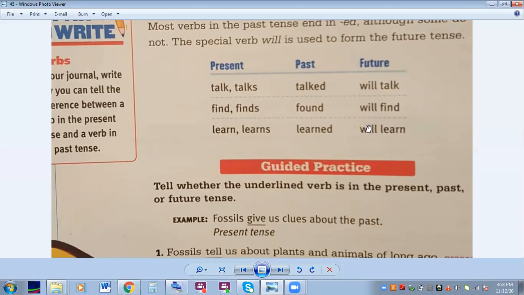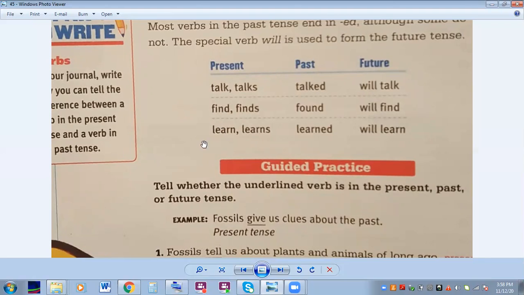Future, we add the special helping verb will. Okay? Will is used to form future tense. We'll talk, we'll find, we'll learn, we'll play, we'll laugh, we'll jump, we'll dance. Okay? Will shows us it has not happened yet.